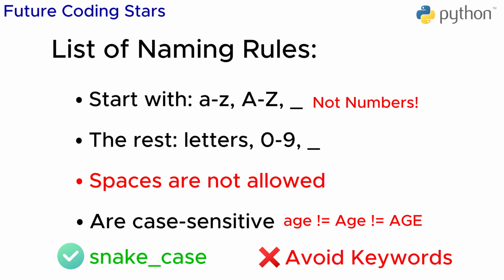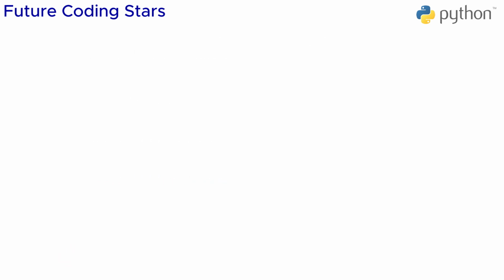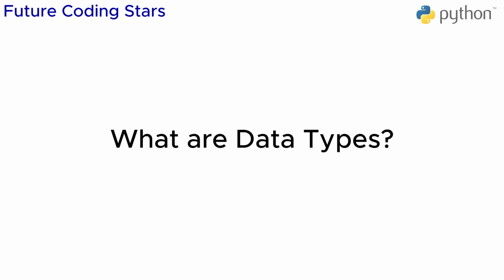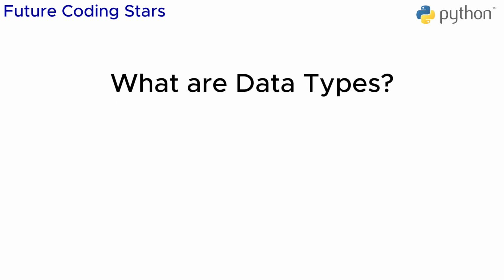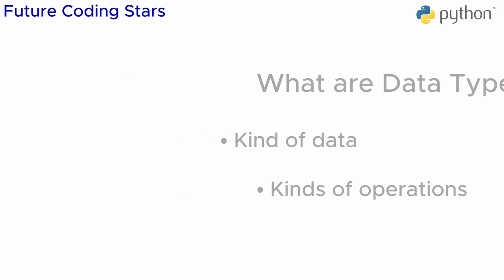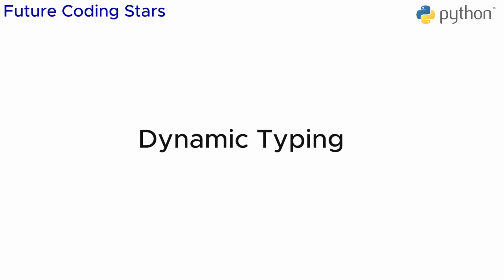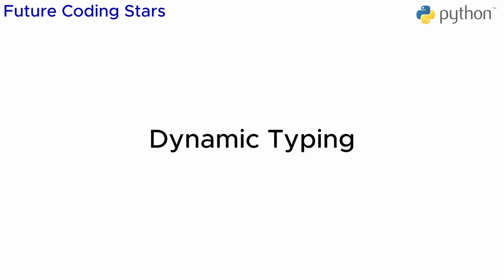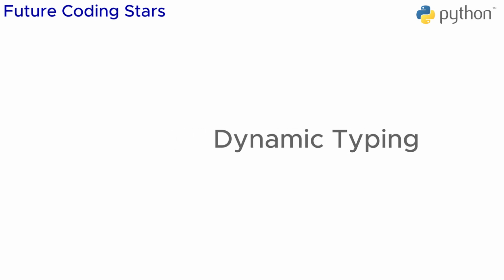Great, we know how to label our boxes, variables. But what about the stuff we put inside? That's where data types come in. A data type tells Python what kind of data a variable holds and what kinds of operations you can do with it. Is it a number you can do math with? Is it text you can display? One cool thing about Python is that it's dynamically typed. This means you don't have to explicitly tell Python what type of data a variable will hold beforehand. Python is smart enough to figure it out automatically based on the value you assign.